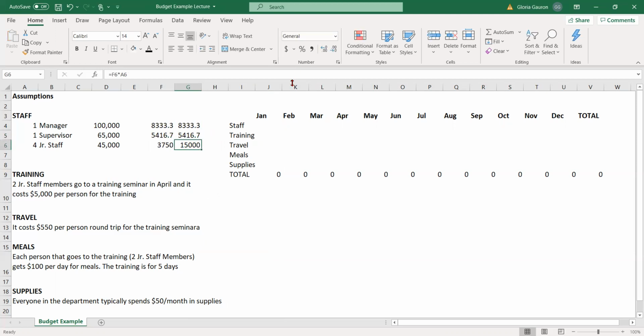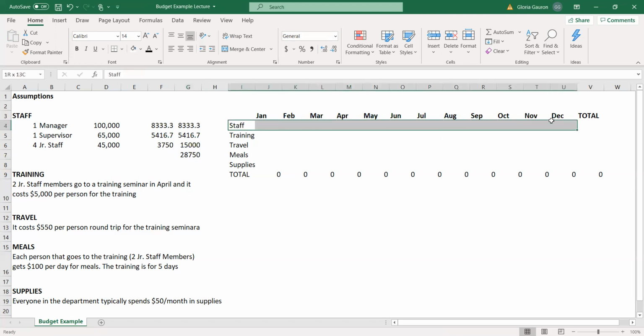541670. And then I'm going to add up this column over here. And that gives me $28,750 a month just for wages.